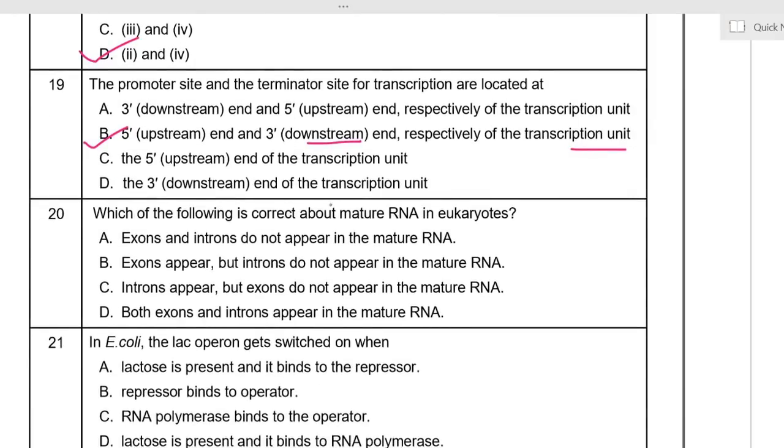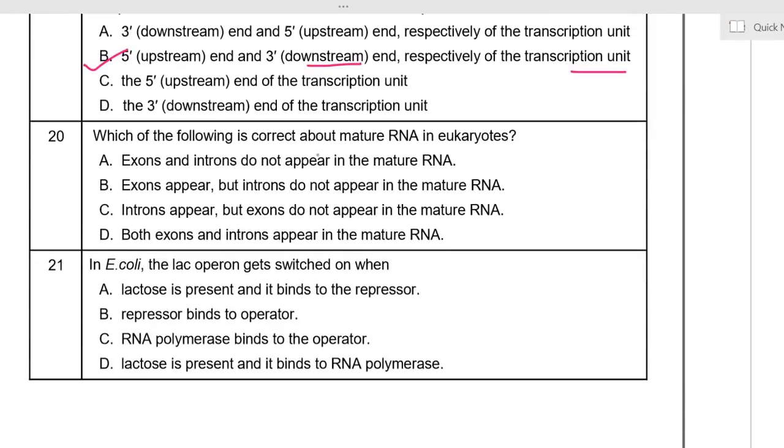Question 20. Which of the following is correct about mature RNA in eukaryotes? So अगर आप mature RNA molecule की बात करें, this would be your option B, that is exons appear but introns do not appear in the mature RNA. मतलब mature RNA में exons रहते हैं but introns नहीं रहते हैं, ठीक है.